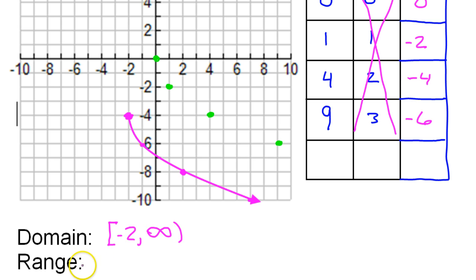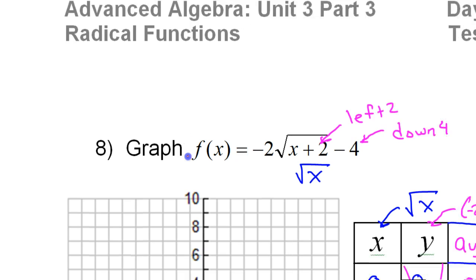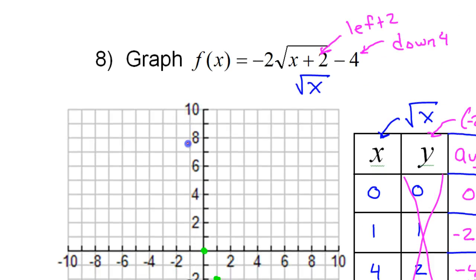The range is the y values. Alright, and we have to go from bottom to top. So at the bottom, it goes to -infinity. And then the highest point reached is -4. So it goes from -infinity to -4. And we'll put a bracket on that because it reaches -4, it touches it, so we're including it. And that is it for problem number 8. That's how you graph a radical function.